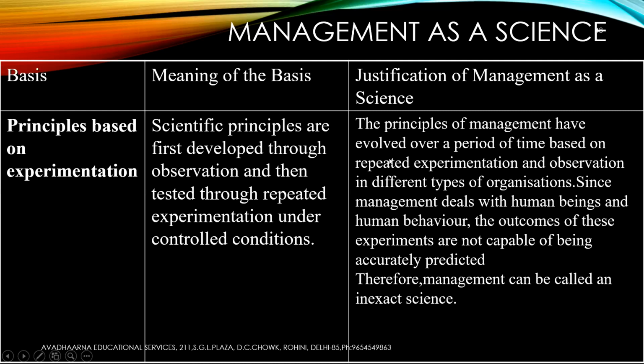The principles of management have evolved over a period of time based on repeated experimentation and observation in different types of organizations. And as I told you, we are going to learn various principles of management given by various experts, especially Taylor and Fayol. And we'll also learn how they developed those principles. Now, since management deals with human behavior, and human behavior is very complex, it is unpredictable. So the outcomes of these experiments are not capable of being accurately predicted. You cannot predict that if we apply that principle of management, we are 100% sure to get the same result every time. Therefore, management can be called an inexact science. It's not a pure science, it's an inexact science.